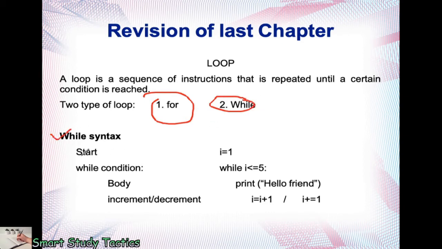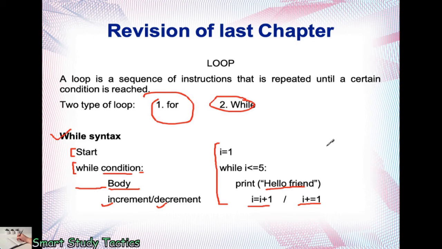So the while loop syntax is here: start or initialization, we can call it. After that we have the while loop with the condition and the colon. We have to give an indent space, then the body of the loop, and then the increment or decrement operator. You can use any one of them, increment or decrement. After that, I think we created one program already. It was the program i equals 1, while i is less than or equal to 5. It is going to print hello friend 5 times. And the increment operator you can use in any way, both are given here.